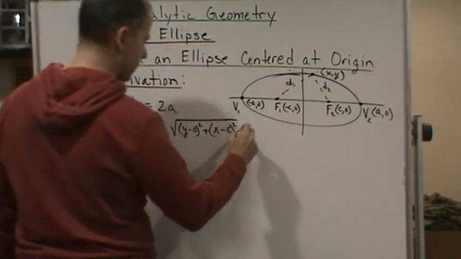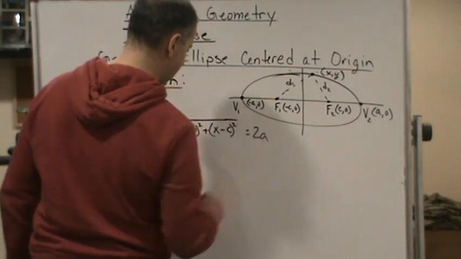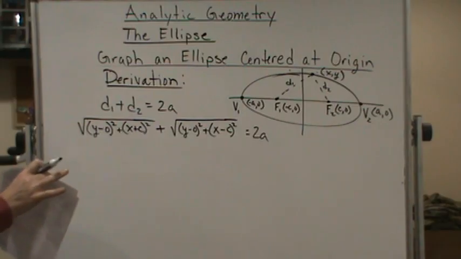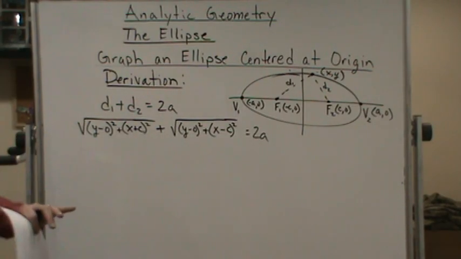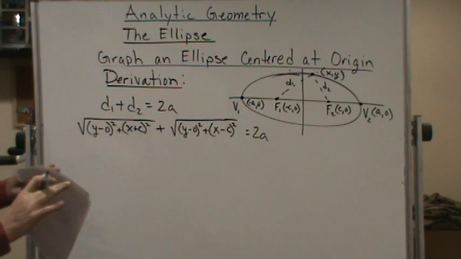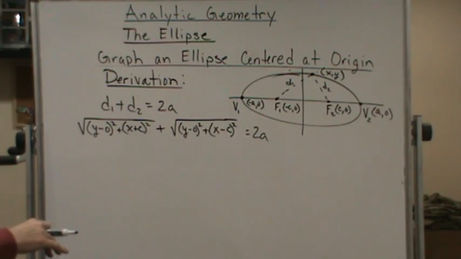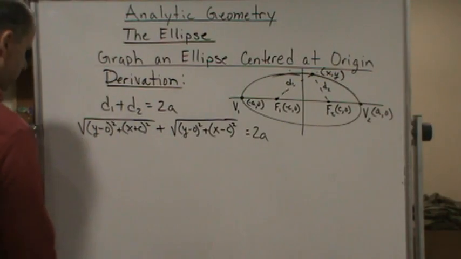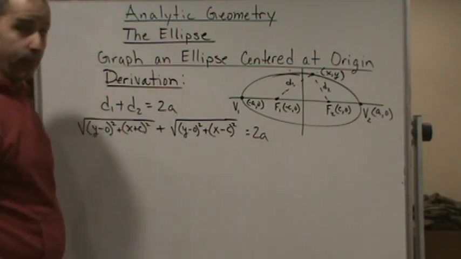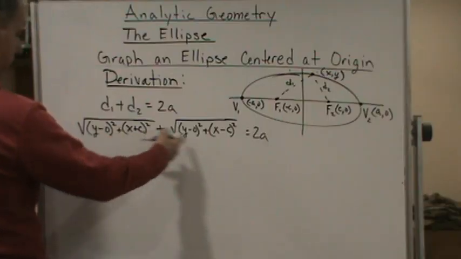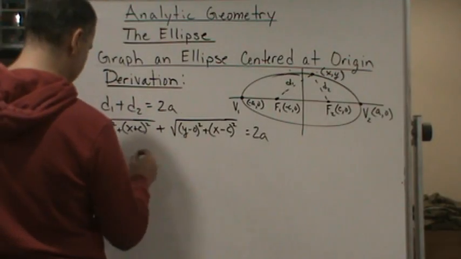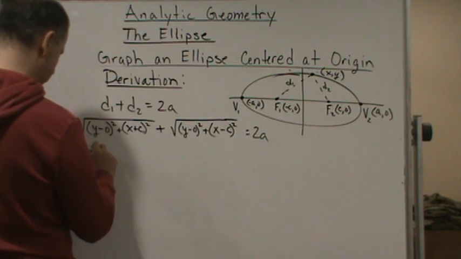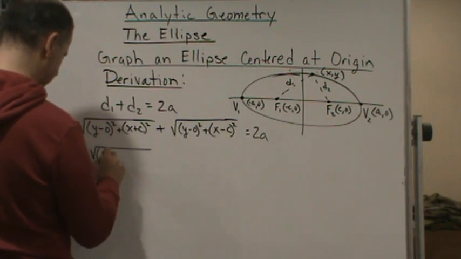Okay, and of course all of this has to equal 2a. So now what we're going to do is go through this as quickly and as easily as I can, because what we want to do is get rid of the radicals. Okay, so let's do that. The first thing we're going to do, if you remember, is isolate one of the radicals, because we've got two of them. So we'll just isolate one of them. It doesn't matter which one. So we'll just isolate this one. So this will become this.